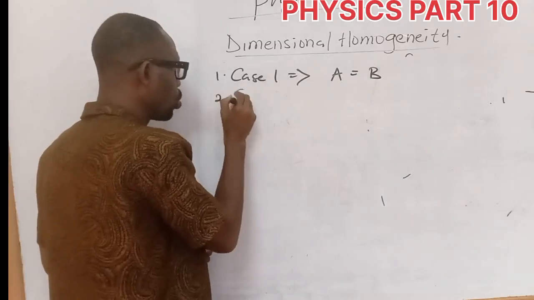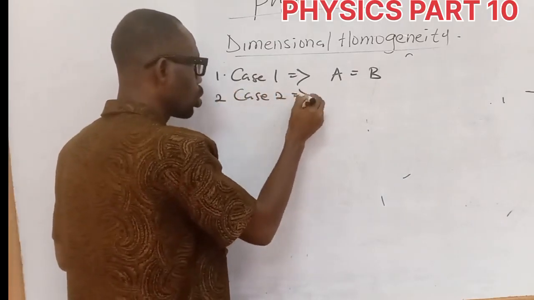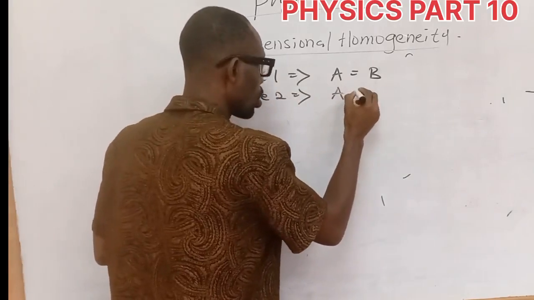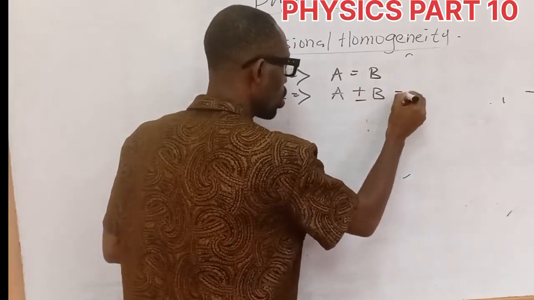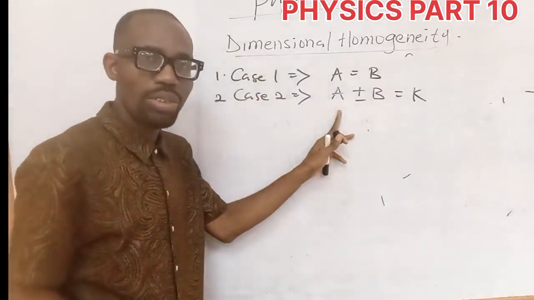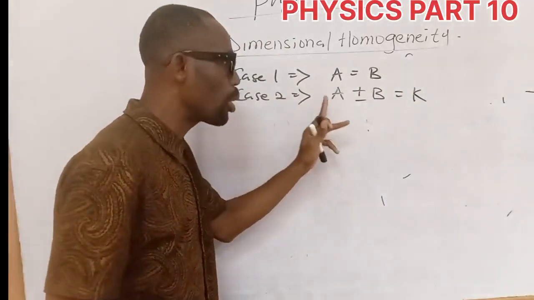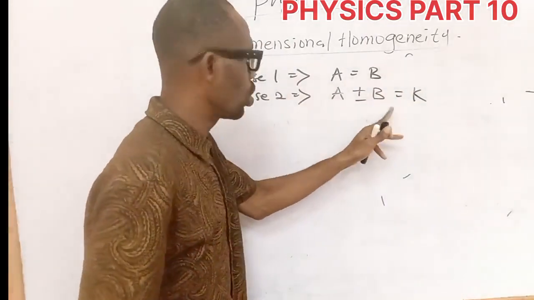Let's look at case 2. Case 2: A plus or minus B equals K. In this case, when you have something like this, it also means that the dimension of A must also be equal to the dimension of B.